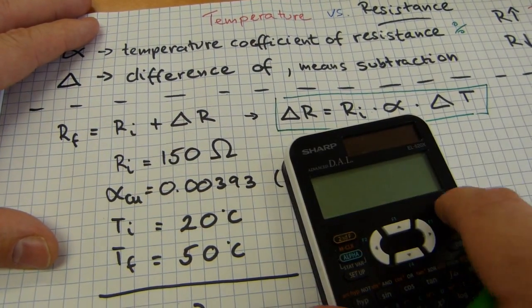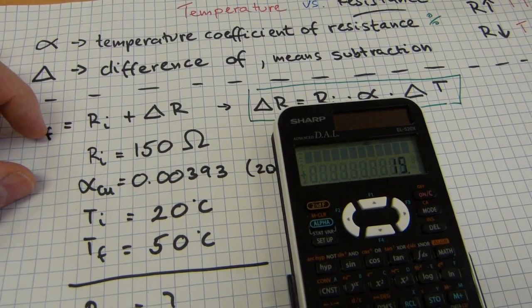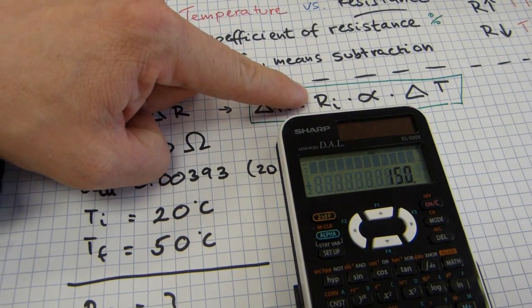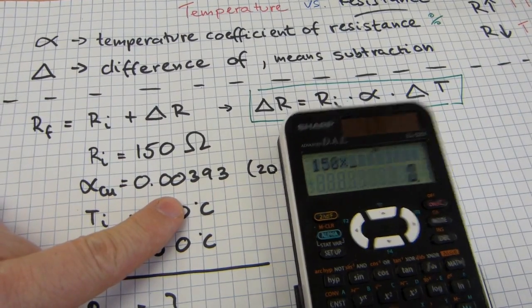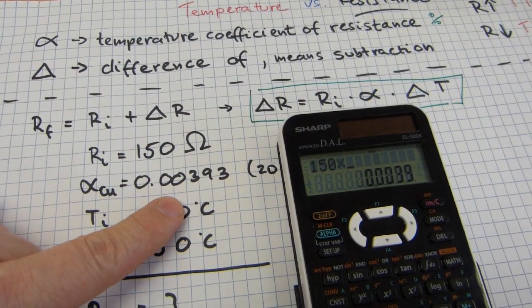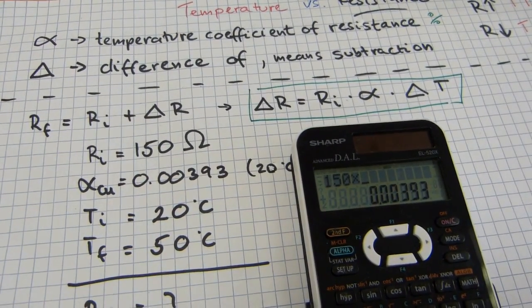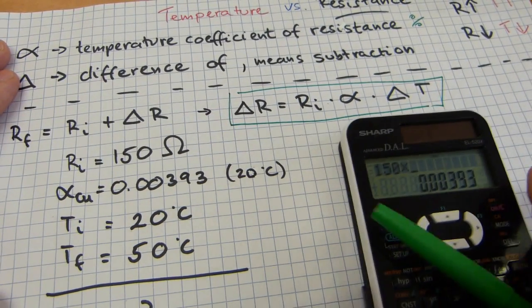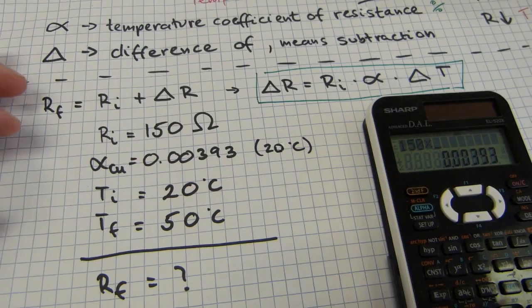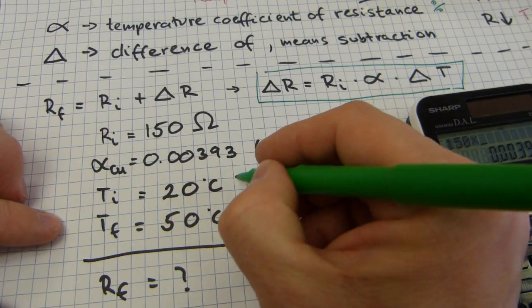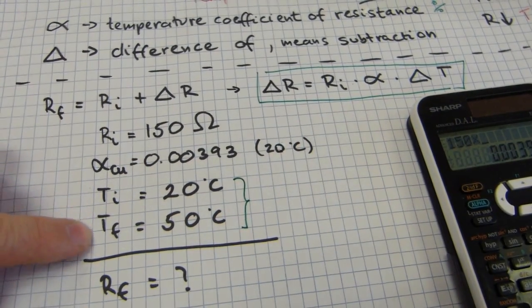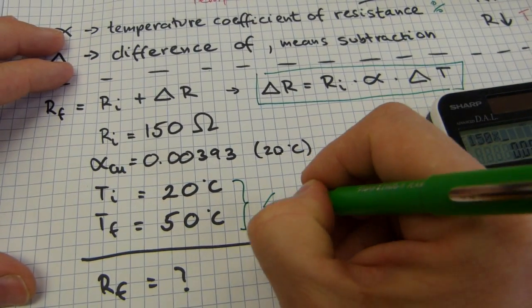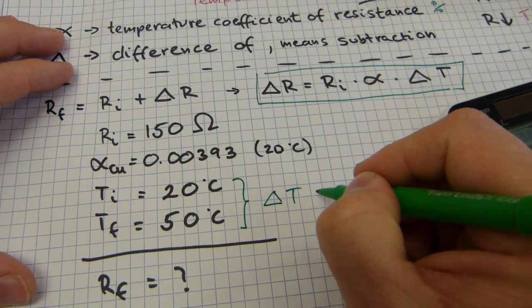So what you do on a calculator, of course, is enter everything. 150 is the initial resistance there, times this number then, 0.00393, and multiply it by delta T. Delta T is the difference in temperature. Oh, we don't have the difference in temperature calculated. It needs to come after this final temperature, initial temperature. Very straightforward.